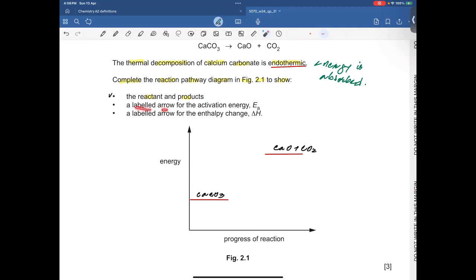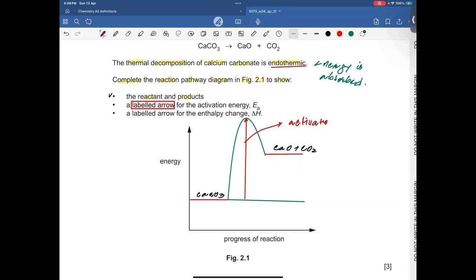Now the next check mark is for a labeled arrow for the activation energy. The examiner is looking for an arrow. Okay, so for the arrow, let me draw this. All right. This is the activation energy arrow. And activation energy is represented by capital E, small a.